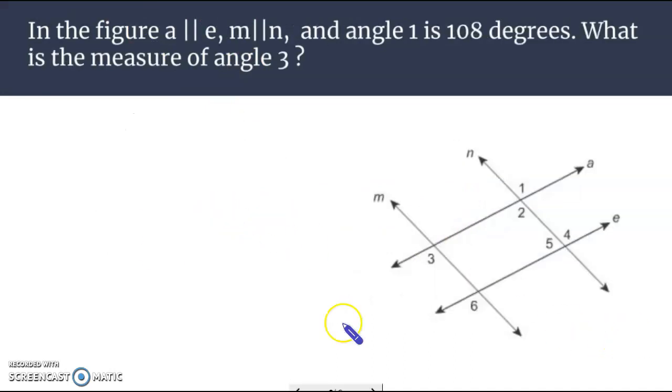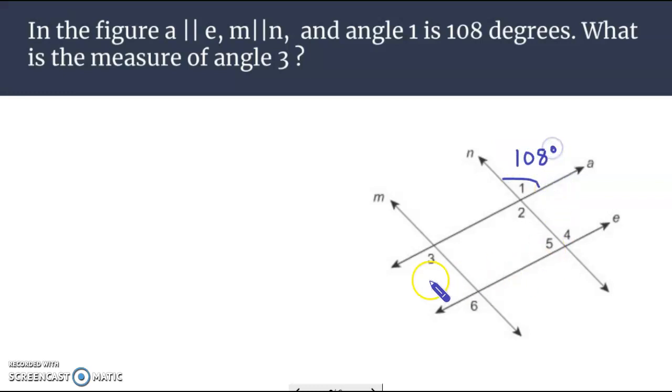Last one. Here's an interesting scenario where we have two sets of parallel lines. So the other set of parallel lines are acting as two different transversals to the situation. A and E are parallel, M and N are parallel. So all the rules apply. We are going to say that angle 1 here is 108 degrees.